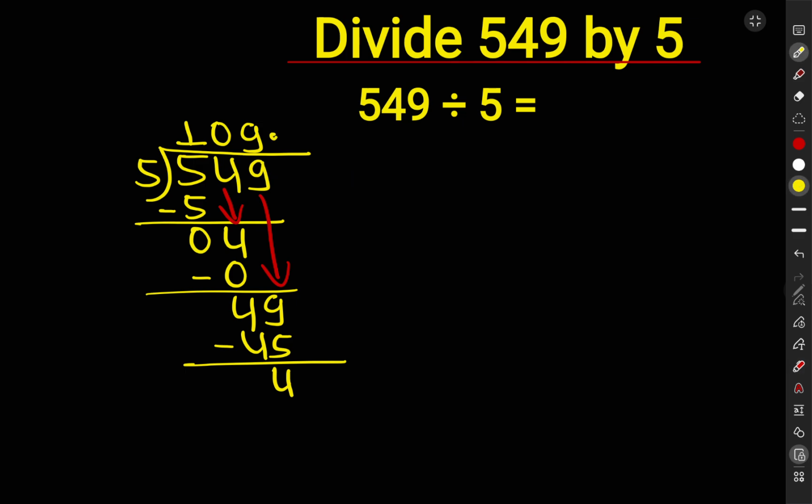So we take a decimal here so that we can put 0. So it is 40 and 5 times 8 is 40. On subtracting we get 0. So 549 divided by 5 is 109 decimal 8.